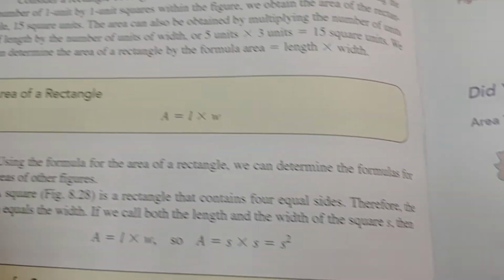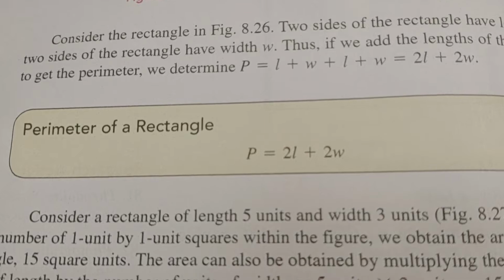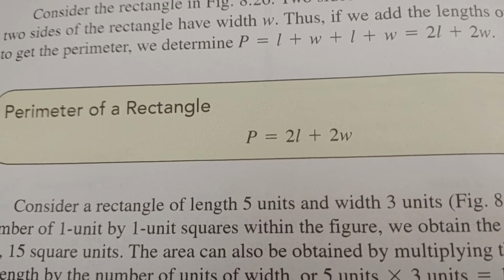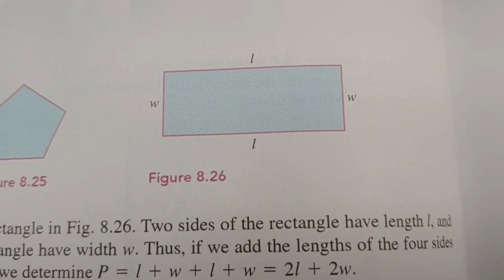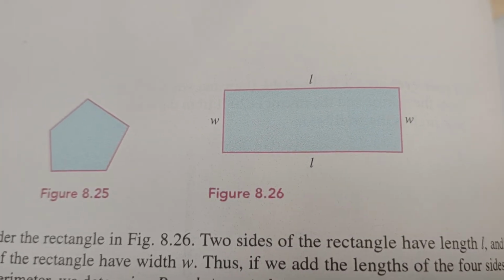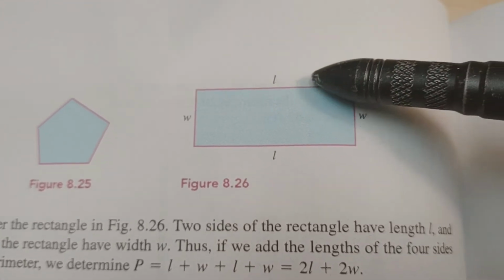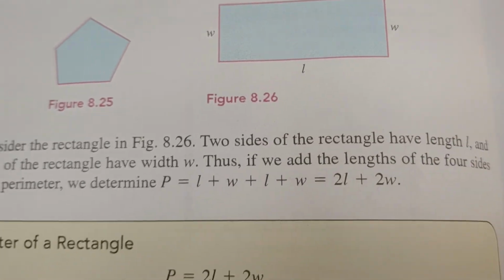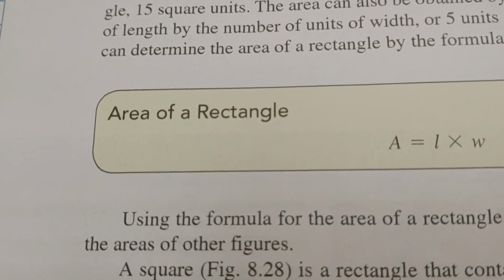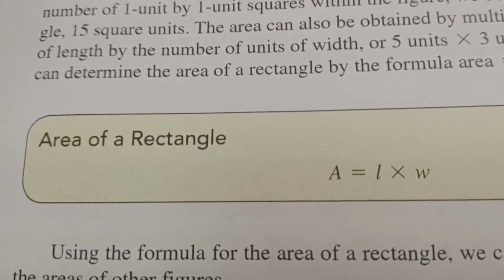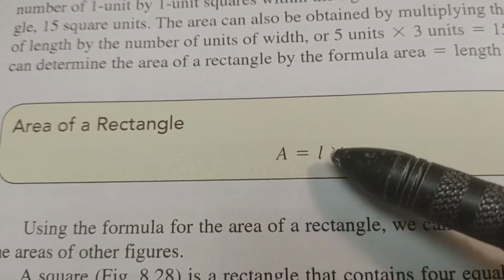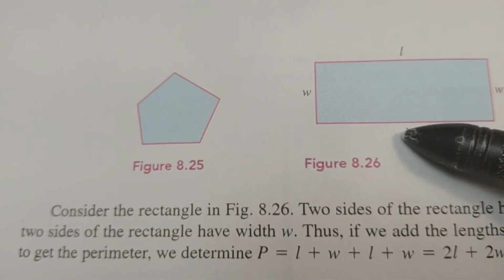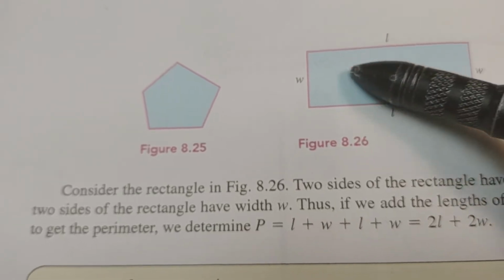So we come over here, we have a bunch of formulas. Perimeter of a rectangle: P equals 2 times length plus 2 times width, because in a rectangle you have 2 lengths and 2 widths. So it's the distance around. For the area of a rectangle, it's length times width. That will give us the area inside.